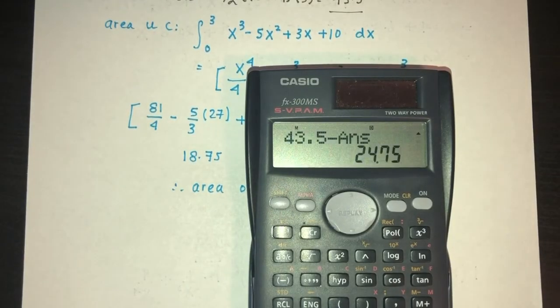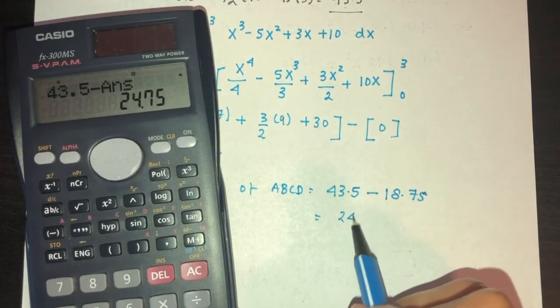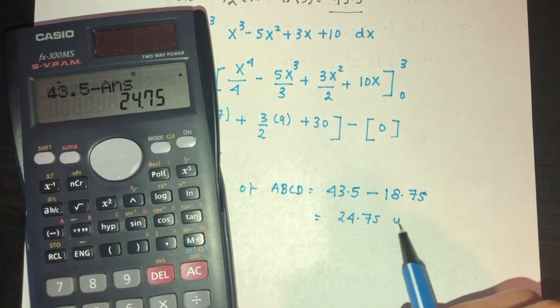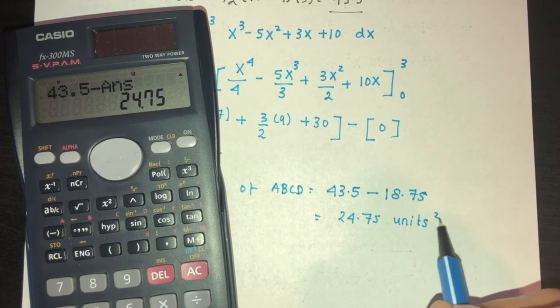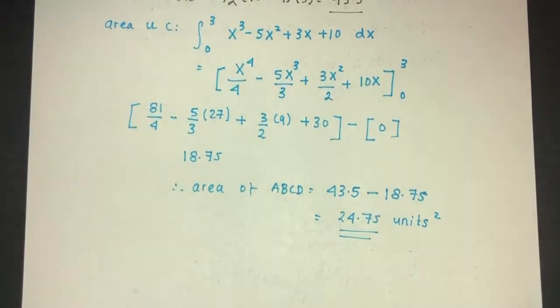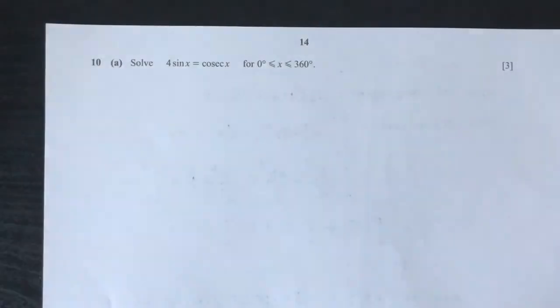43.5 minus answer, that should be 24.75 units square. Okay, and that is your answer for question number 9. On to question number 10.